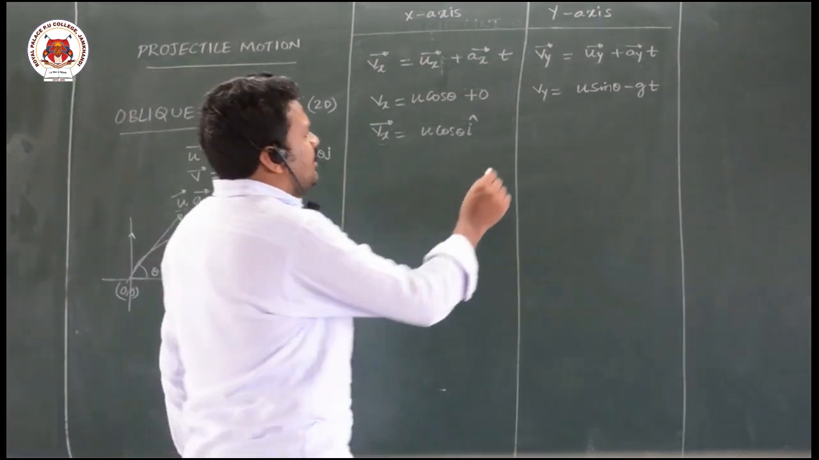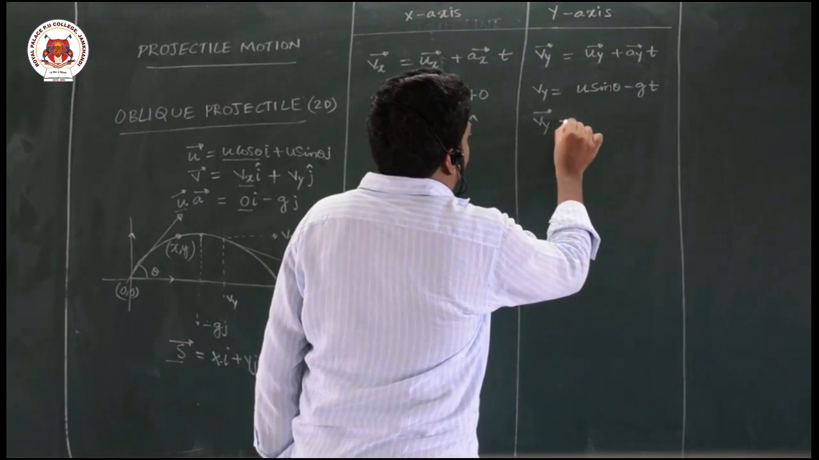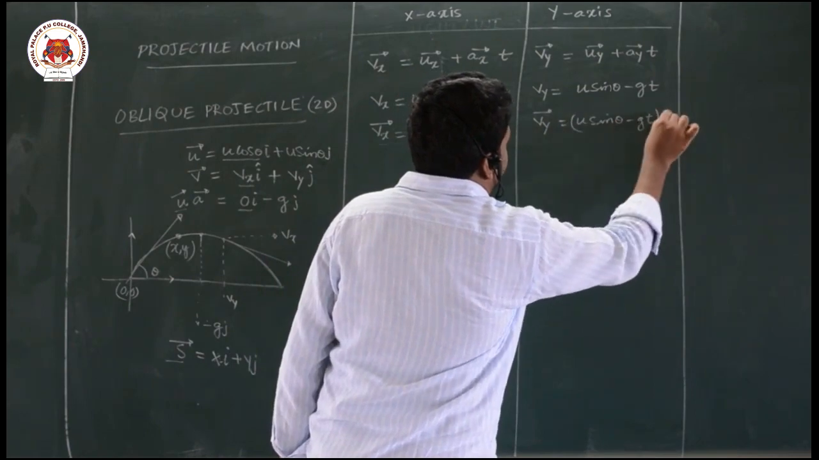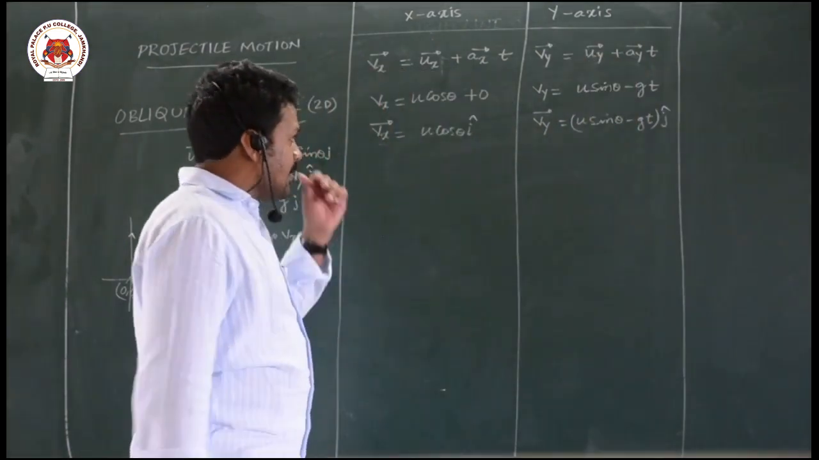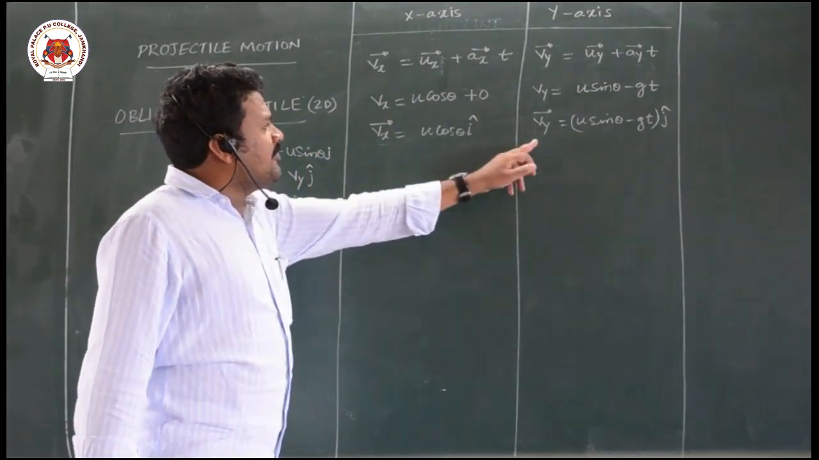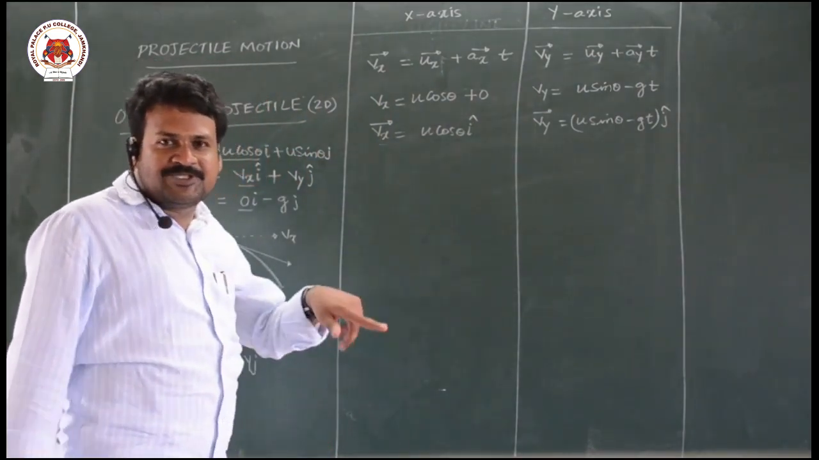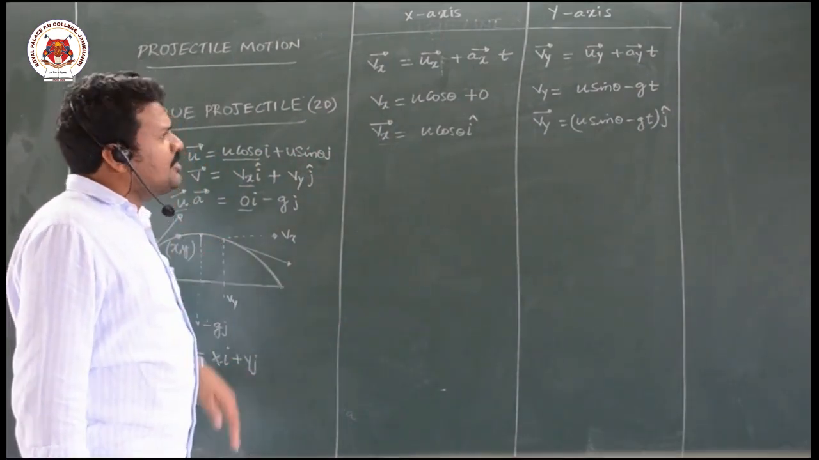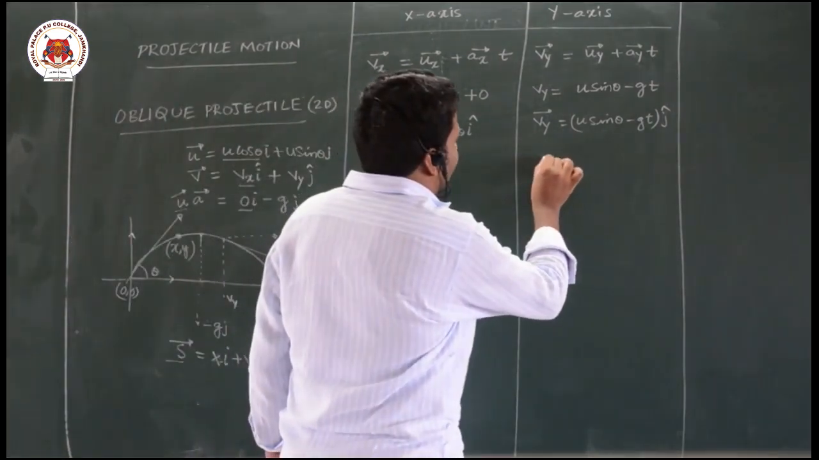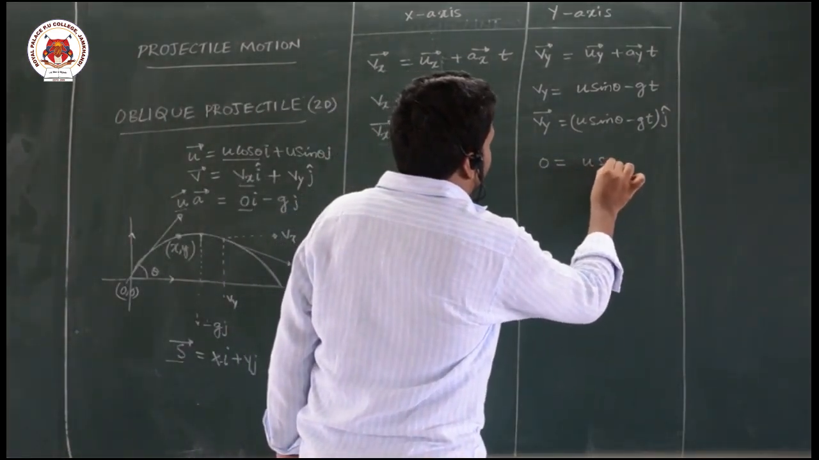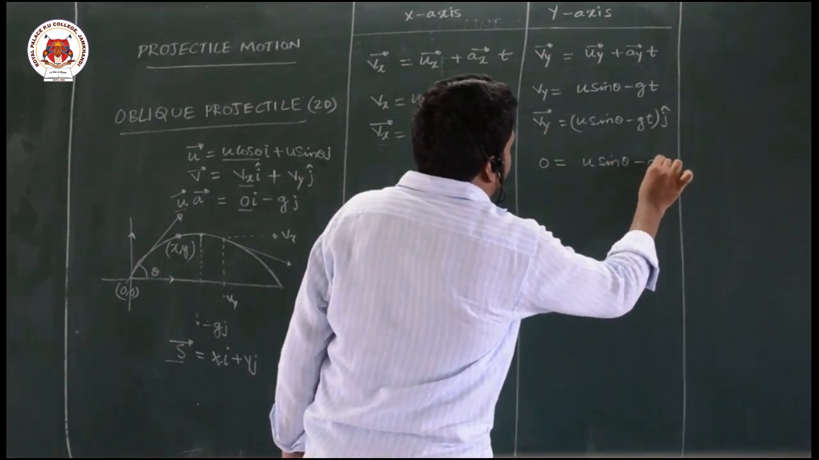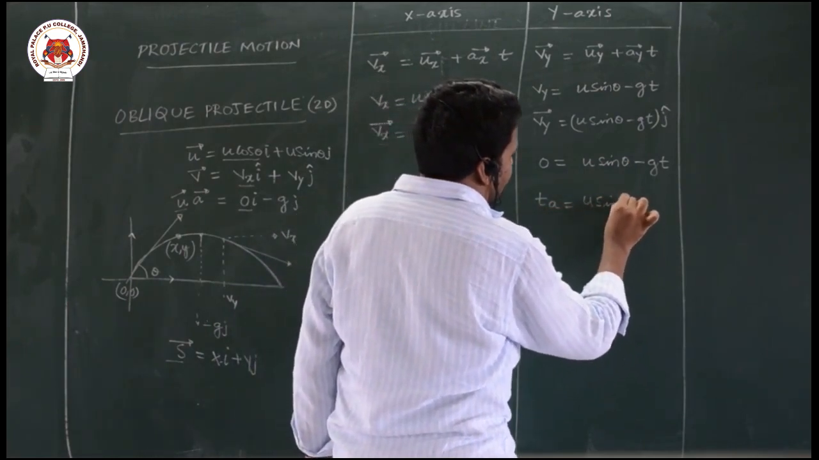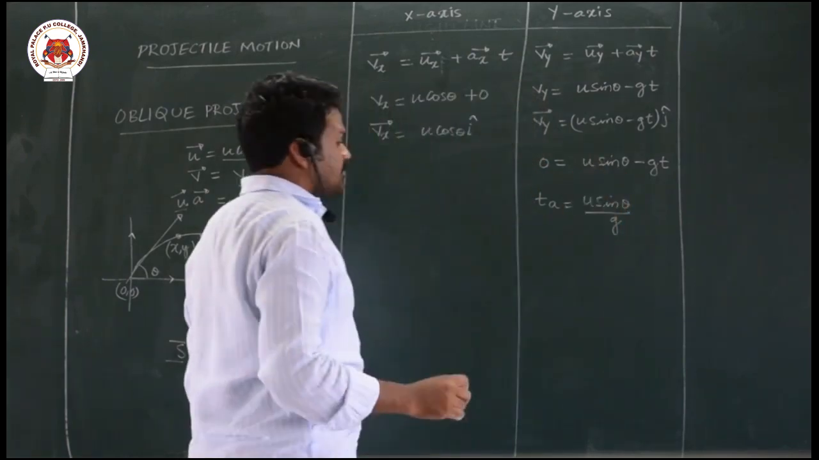So similarly, this Vy bar I can write as u sin theta minus gt j cap. This is the condition. Now, if Vy becomes 0, you know that body changes its direction. That means when Vy becomes 0, it starts coming down. So if I put Vy 0, I can calculate time of ascent. 0 is equal to u sin theta minus gt. Then time of ascent is equal to u sin theta by g. This is formula for time of ascent. So one formula we got.